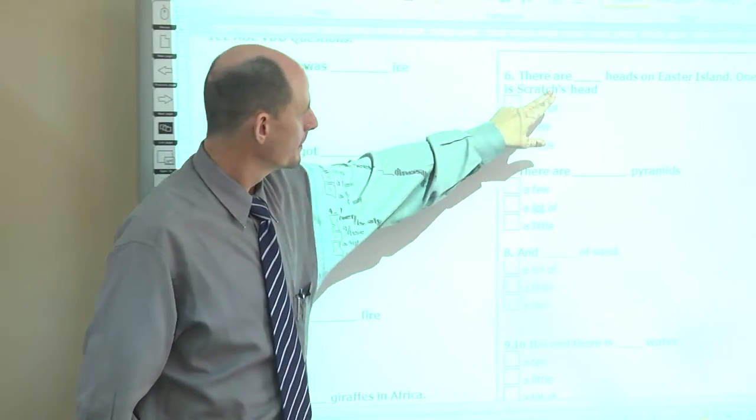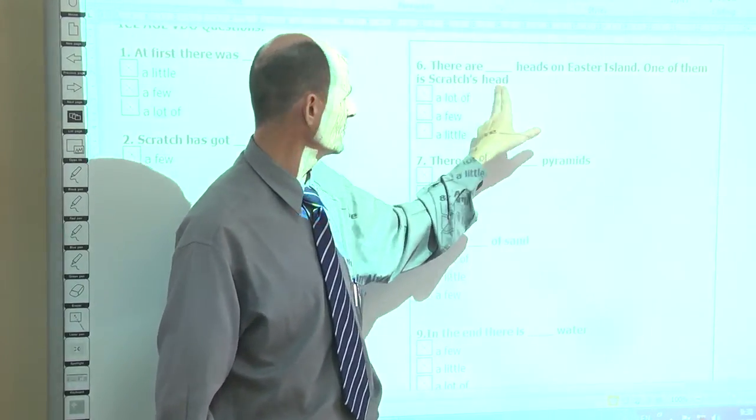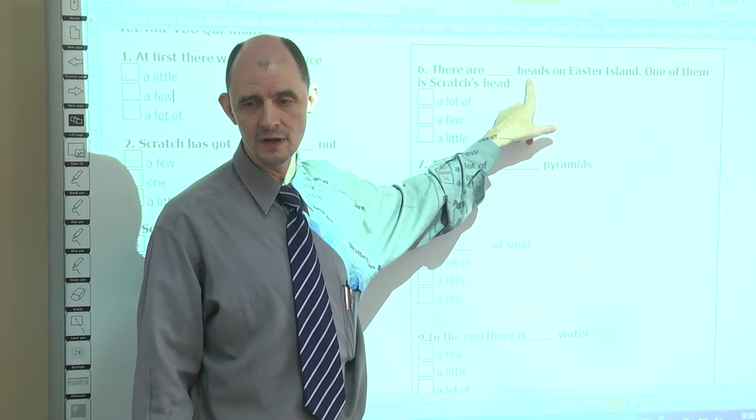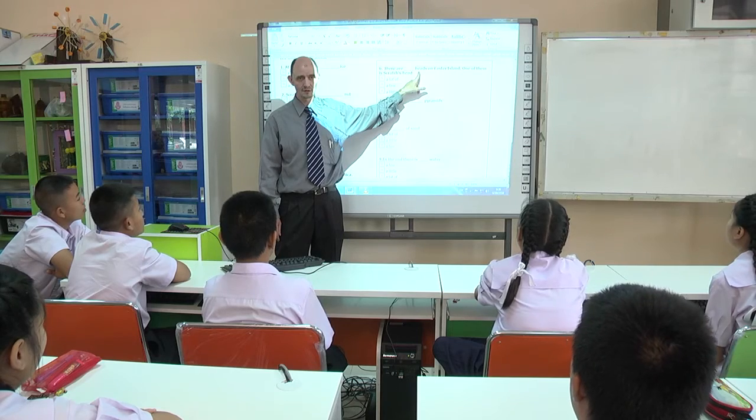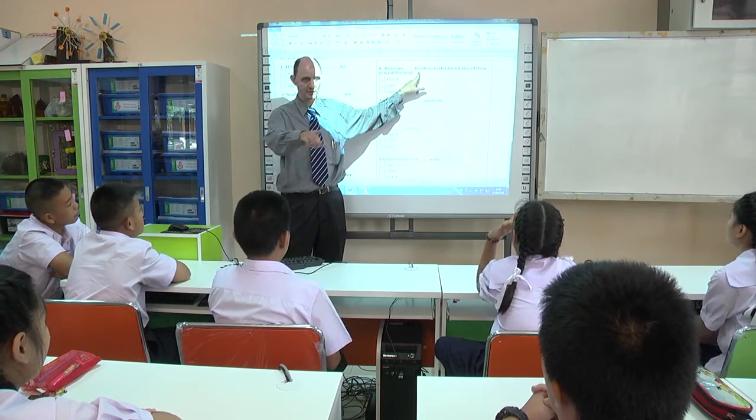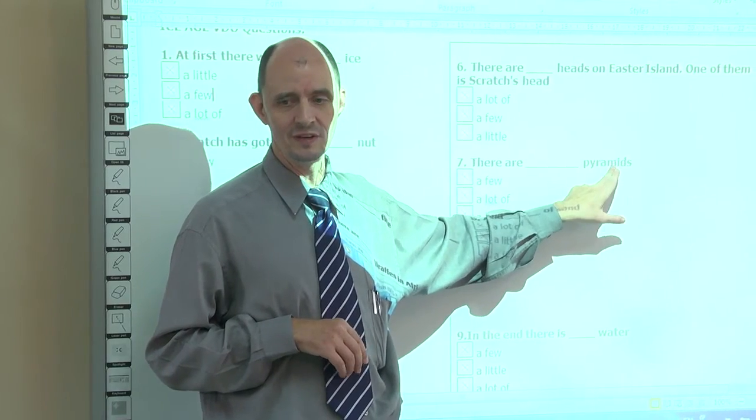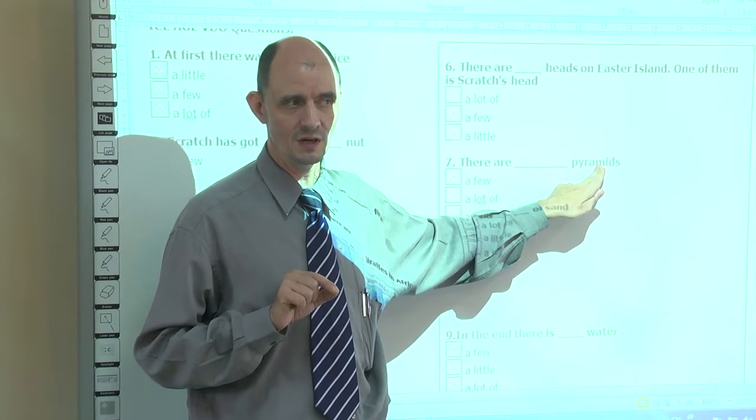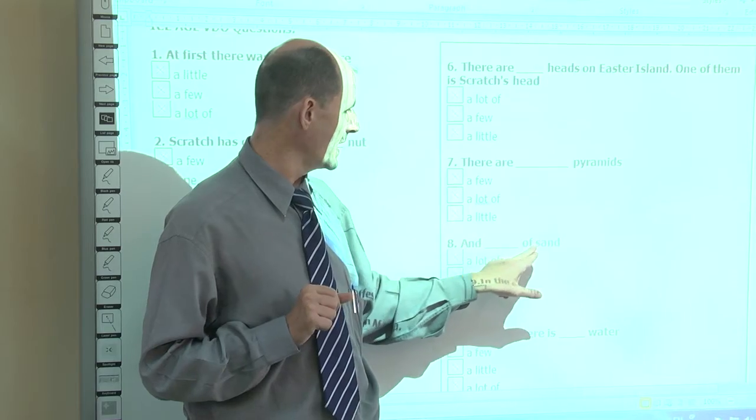Number 6. There are blank heads on Easter Island. One of them is Scratch's head. Head is the noun. Is head countable or uncountable? Countable. You can count heads: 1 head, 2 heads, 3 heads. There are blank pyramids. Is pyramid countable or uncountable? Countable.